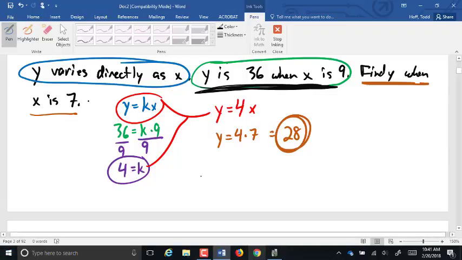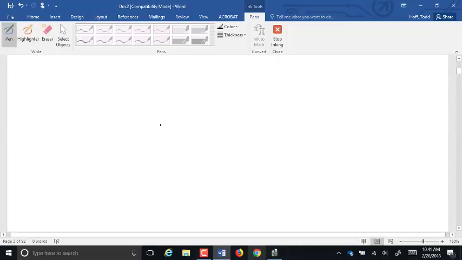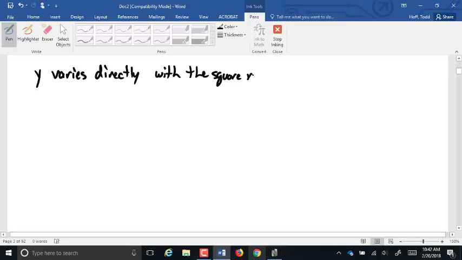Now, it's not always quite that straightforward. We can have something like y varies directly with the square root of x.